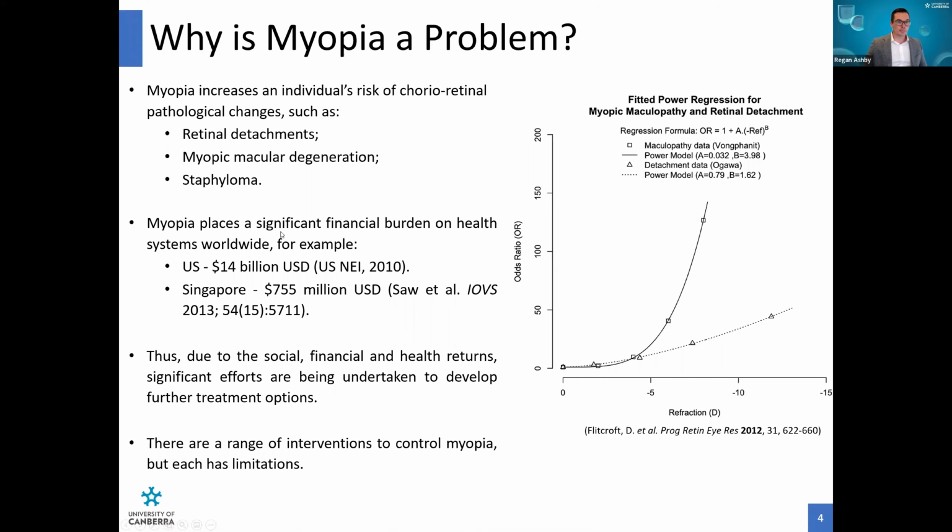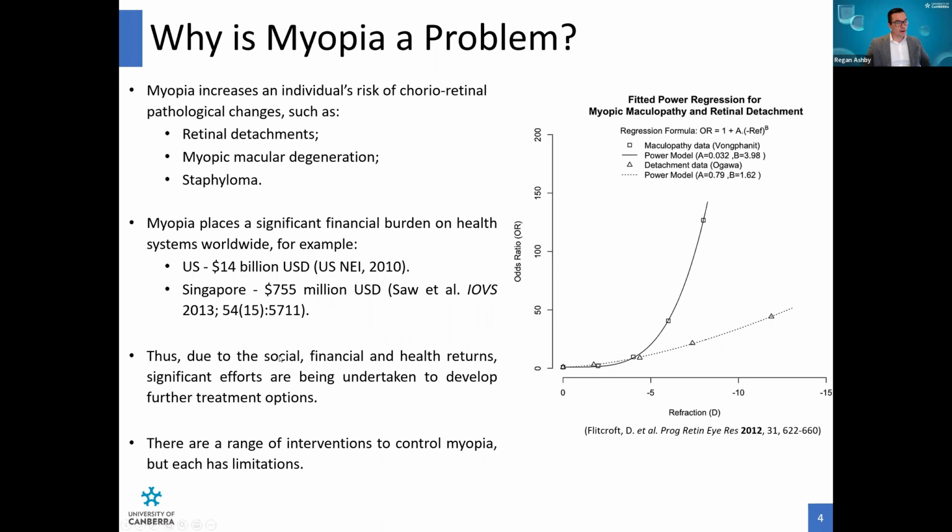The other major problem is myopia places a significant financial burden on health systems worldwide. Here's just two examples from the literature. So in 2010, the National Eye Institute estimated that it cost $14 billion to treat refractive error in the US, of which myopia makes up the largest percentage. In Singapore, in 2013, they estimated it cost $755 million US to treat myopia.